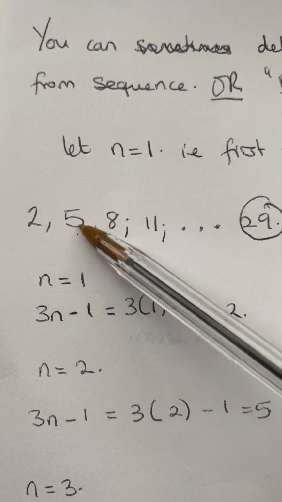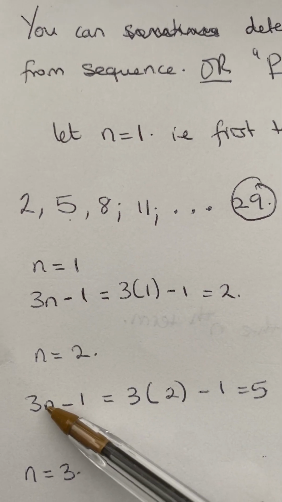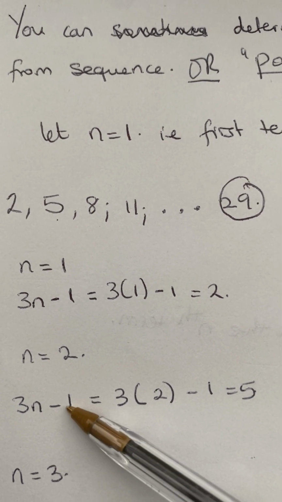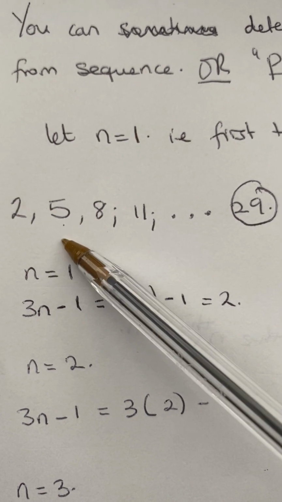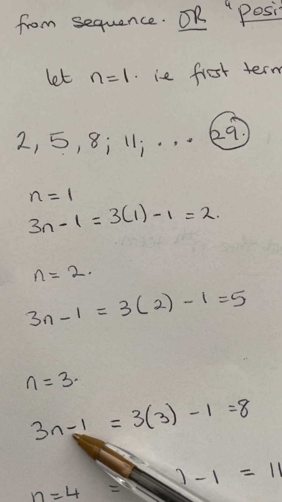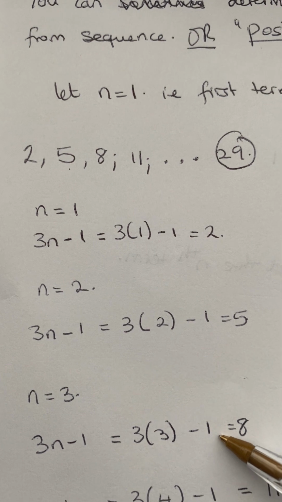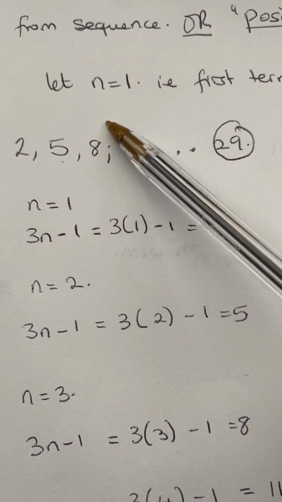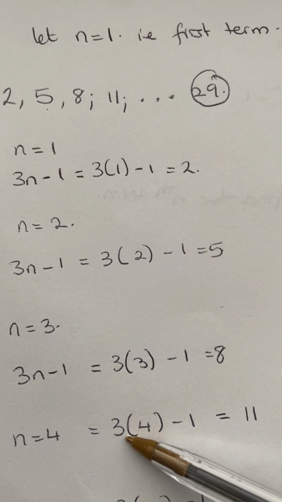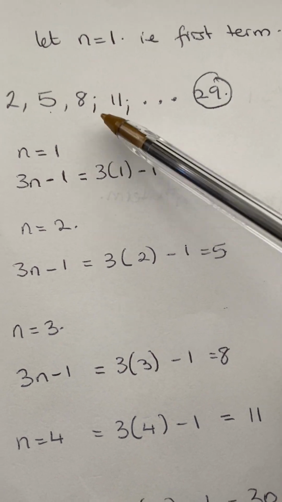So let's see. If n is 2, the second term, 3 times 2 will be 6, minus 1 is 5. So that's why we have 5 here. If n is 3, 3 times 3 is 9, minus 1 is 8. That will be the third term. If n is 4, 3 times 4 is 12, minus 1 is 11. So that will be 11.